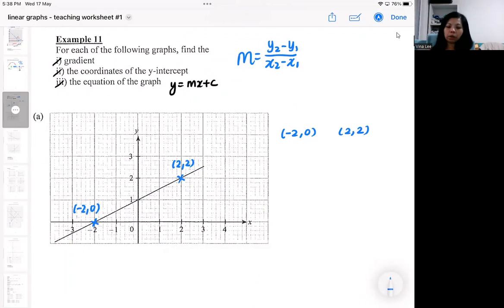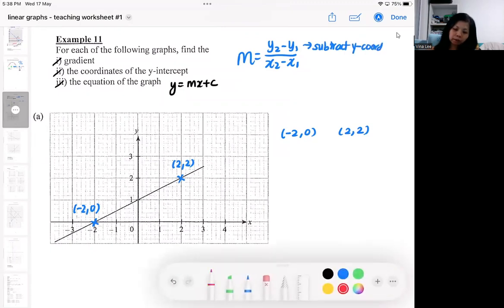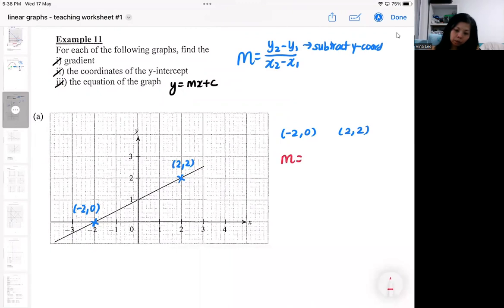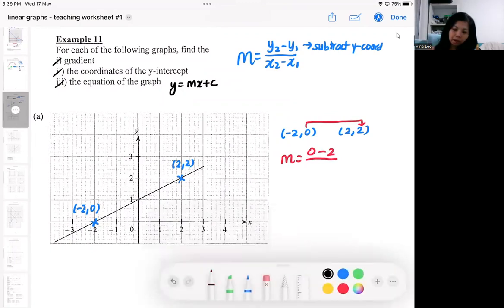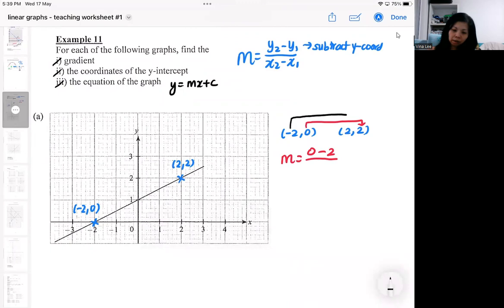I'm going to use these two coordinates to calculate gradient. Let me show you a trick in calculating the gradient. The top part is a subtraction of the y coordinates. Your job is to subtract the y coordinates, so I'm going to help you by doing this. You subtract in this direction, for the top part, you subtract the y coordinates. Then for the bottom part, you subtract the x coordinates in the same direction. So in the same direction.